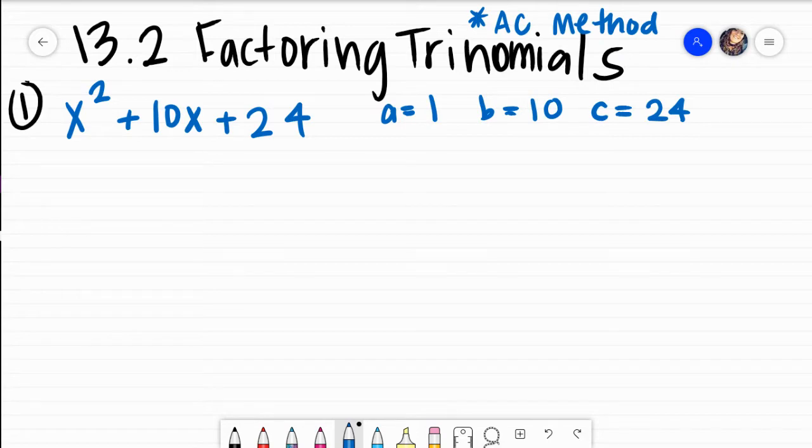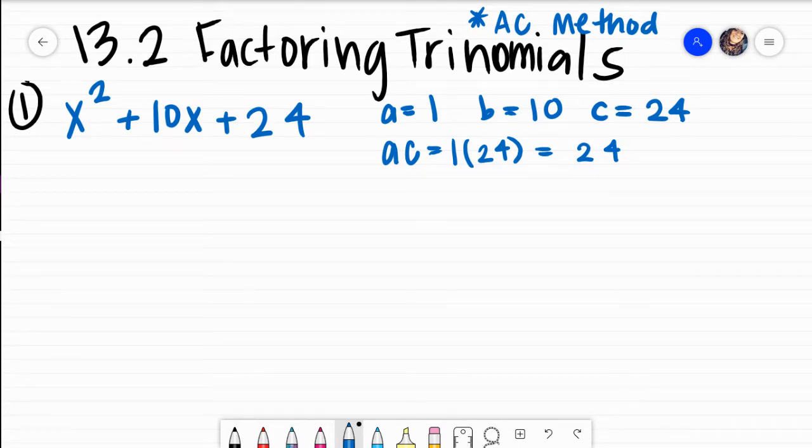Well, that implies multiplication. It is called the AC method because after we identify our A term and our B term, what we do is we multiply A times C. So here my A is 1, and then my C is 24. So we're literally going to multiply those two together. If we do A times C, what we get is 1 times 24, which is 24. Signs are the same, so it's positive.